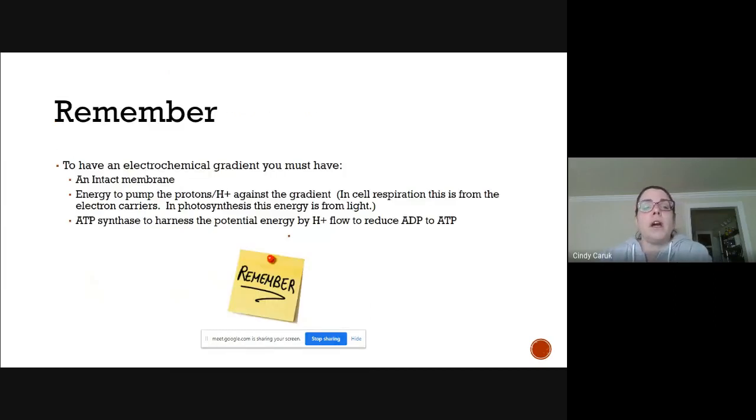Okay. In order to have an electrochemical gradient, remember you have to have an intact membrane so you can create that gradient. You're not having things leak through. You have to have energy to create that gradient. So we're going to have proton pumps, right? And the energy to run these pumps in cell respiration is coming from NADH or FADH2, those electron carriers. In photosynthesis, it's the energy from light that was absorbed by the chlorophyll and the accessory pigments. ATP synthase you need because it's going to have a way to harness that potential energy by the hydrogen flow to convert ADP to ATP.